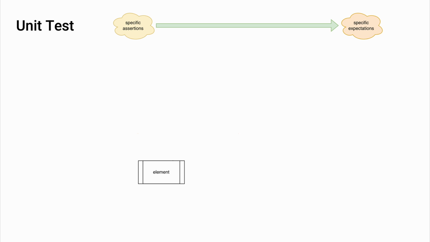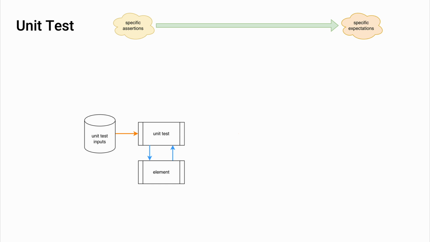With the unit test, we come in with a set of specific assertions. During the course of the test, we want to get to a set of specific expectations. What does this look like in practice? We take the element under consideration and create a unit test for it which exercises the element's interface. To do this, we're going to have to create some inputs for it.